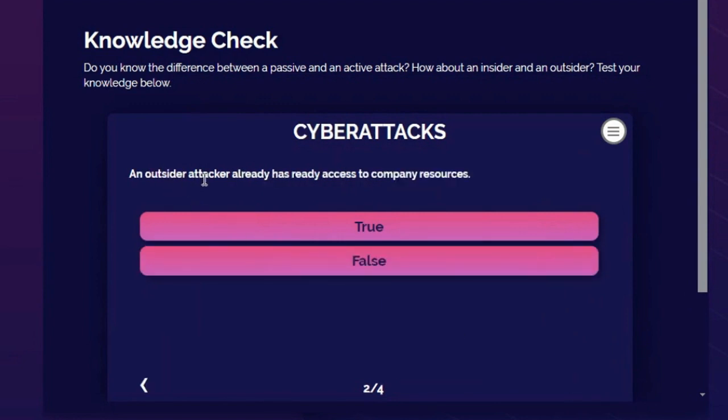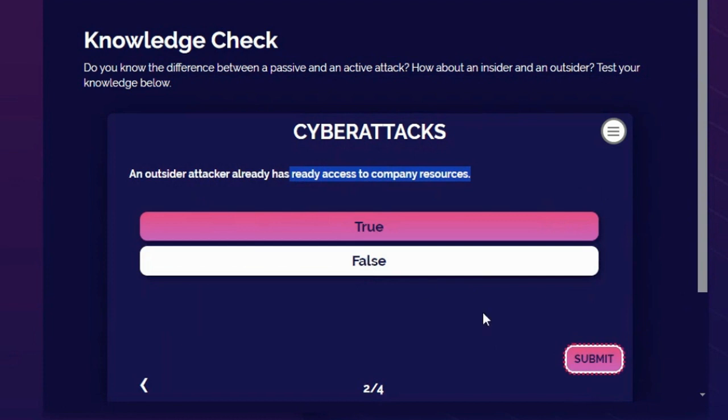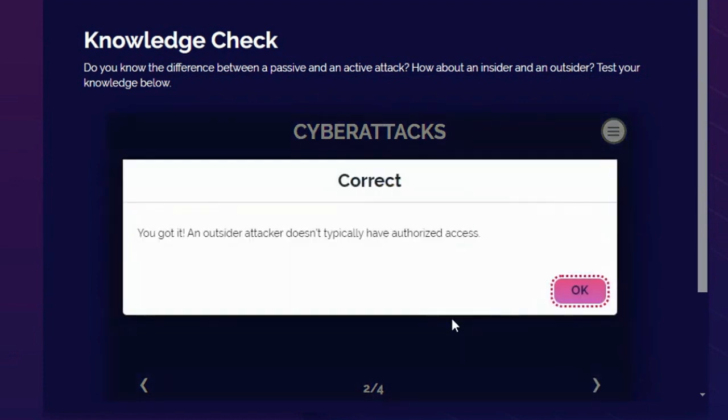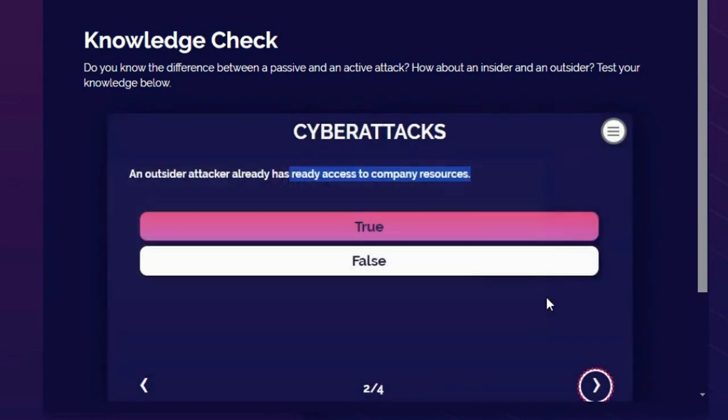An outside attacker already has ready access to company resources. True or false? Someone outside the organization. Zachary's on top of it again. Zachary's paying attention this morning. False. Right? They generally don't. They have to find a way to break into the network as a rule.